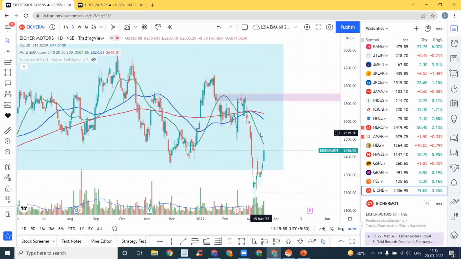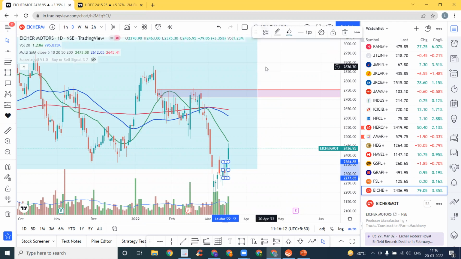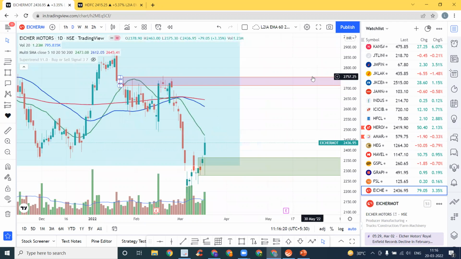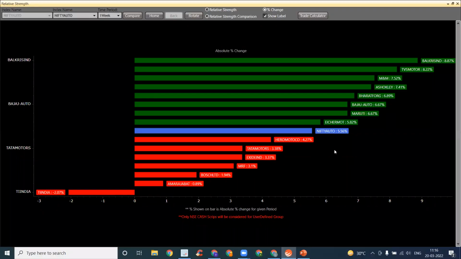So the next demand zone is way below. So here is the demand zone here. So Ashok Motors is a little weak. It is in the range, trying to move up. Just now it is trying to move up, but still a long way to go. Maruti, Bajaj Auto, Ashok Leyland, M&M. Let's see one by one.